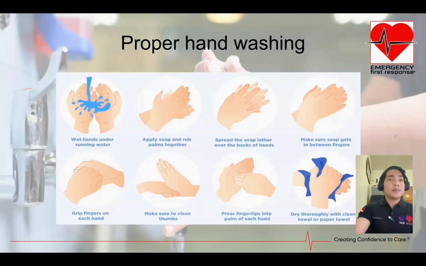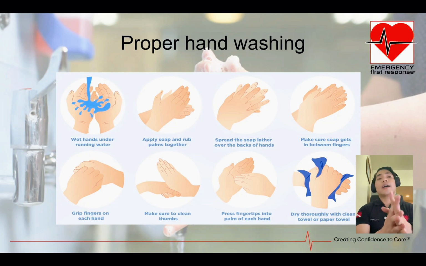Next we will discuss proper hand washing. As you can see, we have 8 steps on how to do proper hand washing. First, it's very important that you wet your hands under running water. Then apply soap and rub your palms together. Then spread the soap and lather over the back of the hands and make sure soap gets in between your fingers.